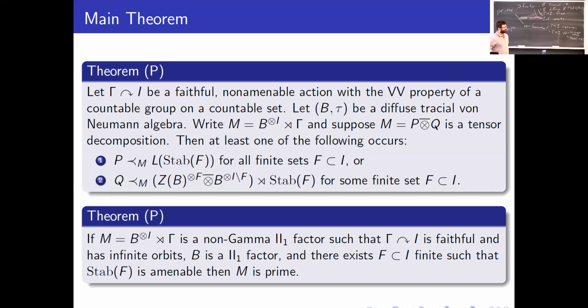One corollary you can extract is that if you have an action that's faithful with infinite orbits, acting on a II_1 factor, or a tensor product of a II_1 factor, and you have enough conditions to say that M is non-gamma, and one of the stabilizers is amenable, then you get primeness. So just having one amenable stabilizer gives you just enough mixing to get primeness.